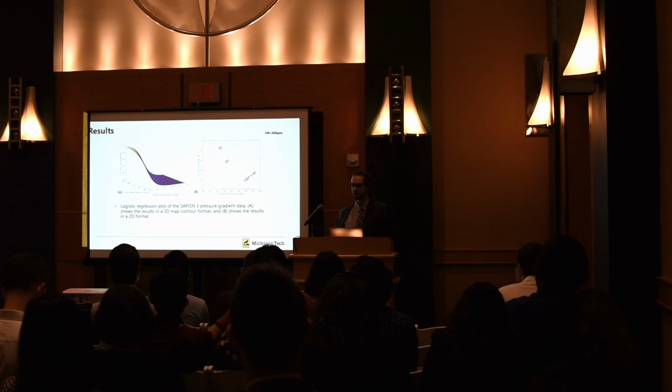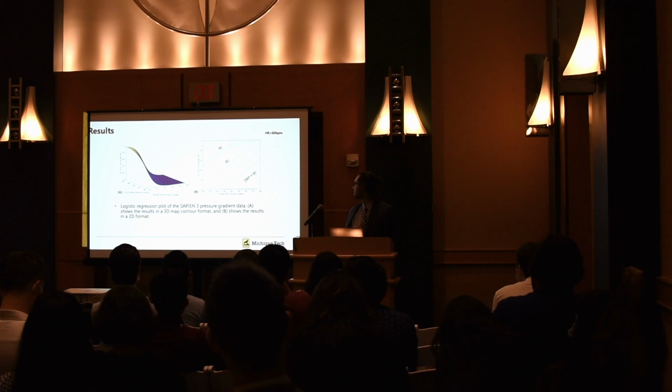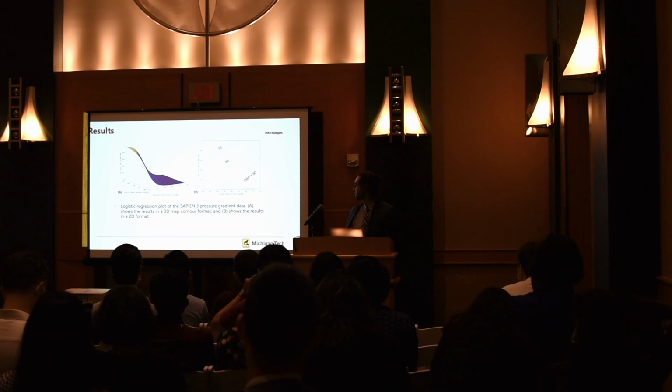So then in this slide, very similar to the last, we're looking at the logistic regression plot for the SB3, again at 60 beats per minute in our 3D and 2D format. Just taking a look at that 2D format, right away you can see that the distance between those diastolic blood pressure lines is a lot more significant than we saw in the magnitudes.